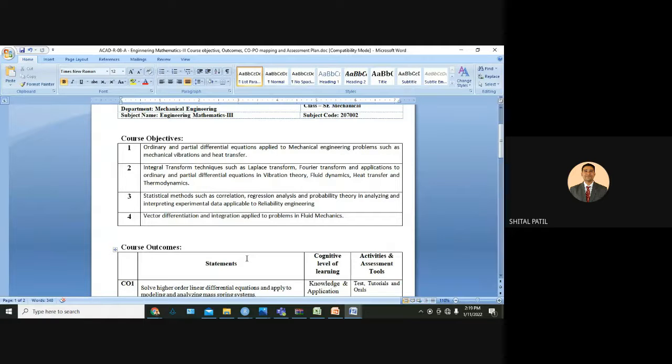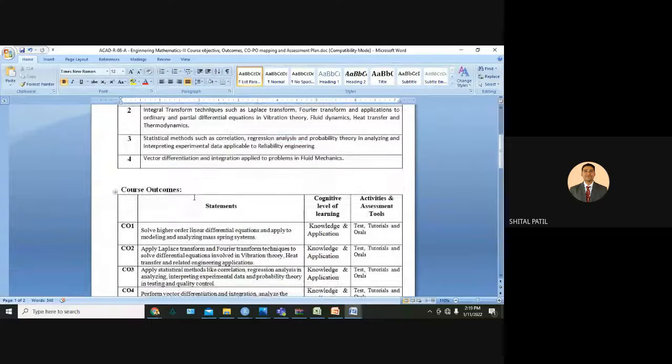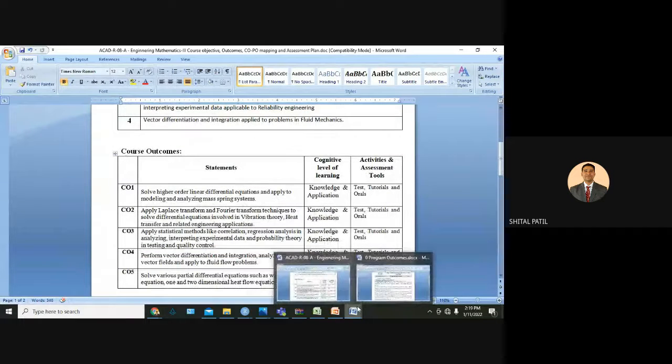Next, statistical methods such as correlation, regression, and probability theory are to be studied. They can be used to analyze and interpret experimental data, which is applicable in reliability engineering. Okay. Then next is we want to study vector differentiation and integration, which is applied to solve fluid mechanics problems. Okay, this is our objective. Considering this objective, the course outcomes are defined. Okay, what are the course outcomes? 5 course outcomes are there.